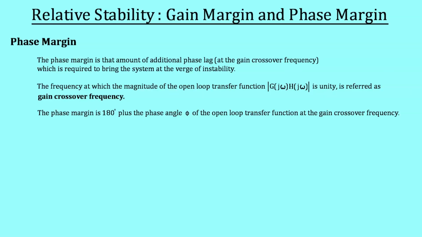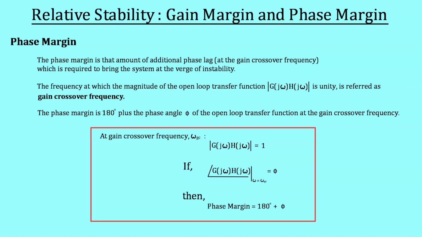Similarly, we have phase margin, which is the amount of additional phase lag at the gain crossover frequency which is required to bring the system to the verge of instability. The frequency at which the magnitude of the open loop transfer function is unity is referred to as the gain crossover frequency. The phase margin is 180 degrees plus the phase angle of the open loop transfer function at the gain crossover frequency. For finding the phase margin of any system, our first step should be to find the gain crossover frequency. After that, we have to find the phase of the open loop transfer function at the gain crossover frequency, and finally we will find the phase margin equal to 180 degrees plus the phase of the open loop transfer function at gain crossover frequency.